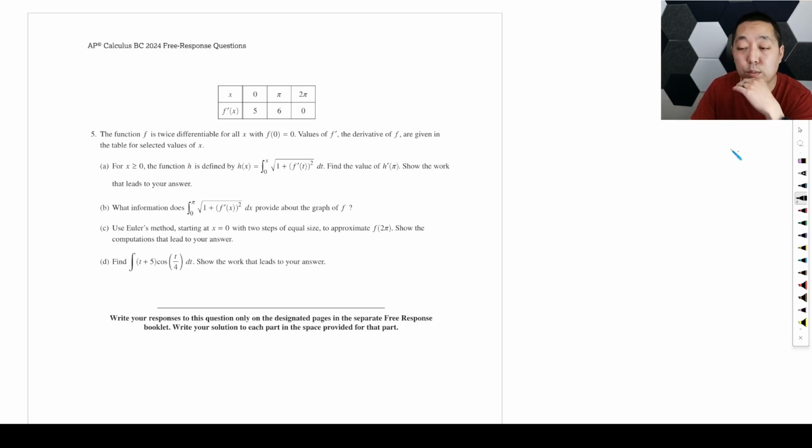All right, so we're looking at number 5 of the 2024 AP Calculus BC FRQ. If there are any corrections, I will put them as a pinned comment below.